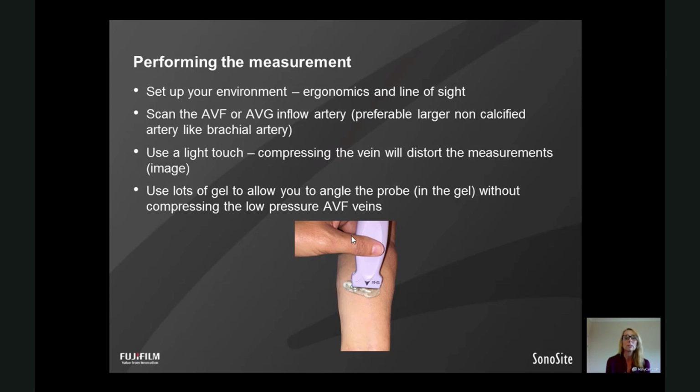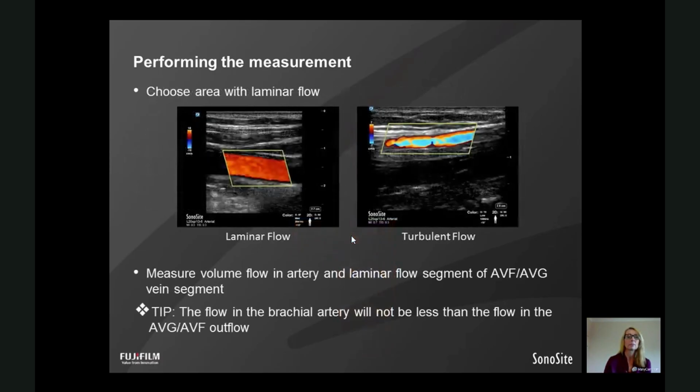Use lots of gel to allow you to angle the probe in the gel without compressing the low pressure veins. And you can see that example of that here. So performing the measurement, choose the area with laminar flow, and you can see here the example, preferably we'd like it to be all red or all blue, whichever way you've got it, and not like this. If I was doing a measurement in here or if I saw a volume flow measurement and this is what it looked like, I would be a bit suspicious that it was accurate.